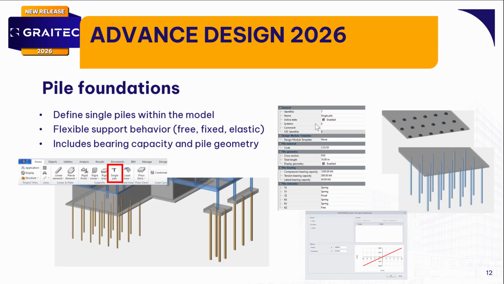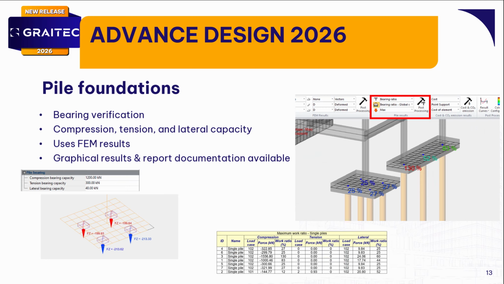So in the properties menu, one thing which is important is pile bearing capacities should be inputted manually by the user for now. So either compression capacity, tension, or lateral bearing capacity should be inputted first, and after that, Advanced Design will give you the load ratios based on the capacities that they have been defined by the user.